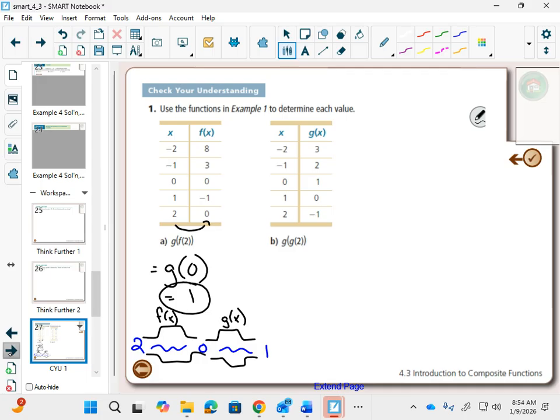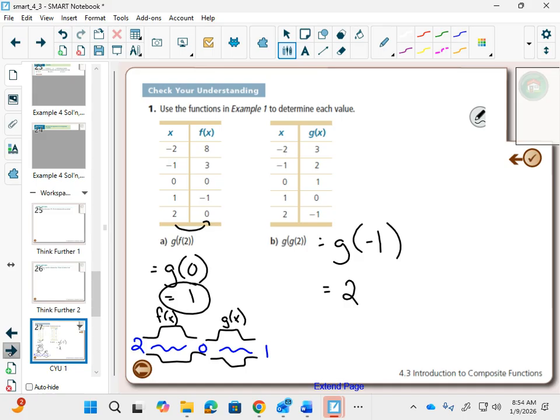So you could buy two machines of the same kind and stick them together. g of g of 2, do the inside first. What is g of 2? Go along here. If I plug 2 into g of x, out would come a minus 1. And then what's g of minus 1? 2. So g of g of 2 is equal to 2.